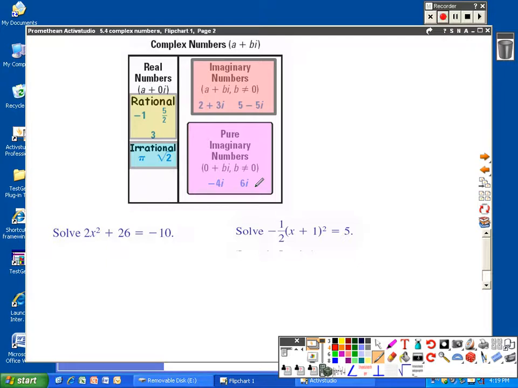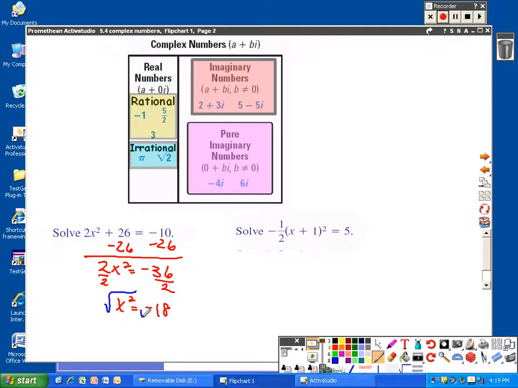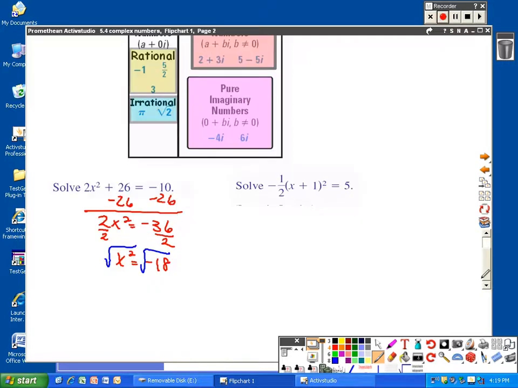Let's start to do some exercises where we actually use imaginary numbers. So if we solve this first equation, 2x squared plus 26 equals negative 10, we would subtract 26. 2x squared equals negative 36. Divide by 2, and x squared equals negative 18. Now to undo a square, I would square root both sides, and I would get x equals plus or minus the square root of negative 18. Now let's factor this. It's a negative 1 times 9 times 2.